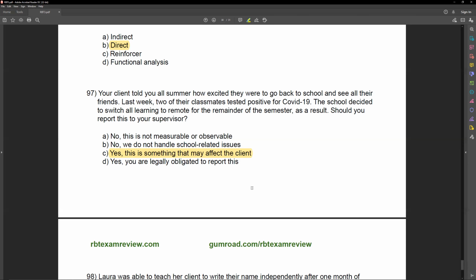So since it has the possibility of affecting the client, we need to report it to our supervisor. We need to at least document it. So 97, C, yes, this is something that may affect the client. Straight from the task list, report variables that might affect your client.